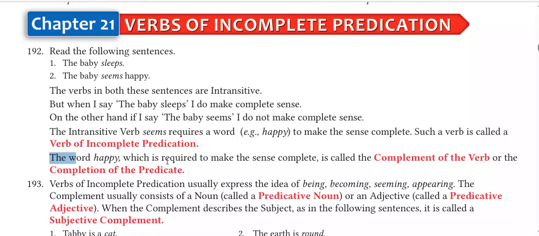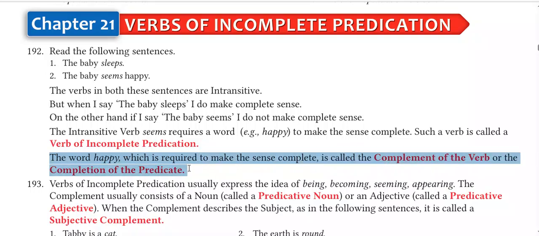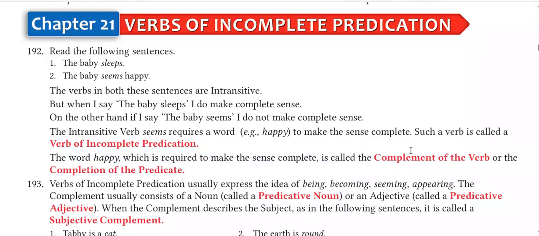The word happy, which is required to make the sense complete, is called the complement of the verb, or the completion of the predicate. So the complement of the verb means something that is added to the verb. The verb will be called the verb of incomplete predication, while the word that is added, happy, will be called the complement of the verb.